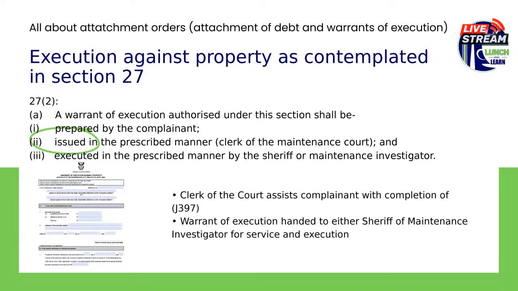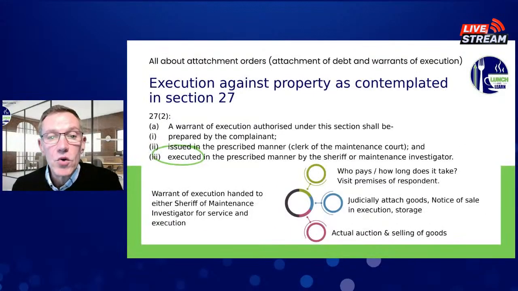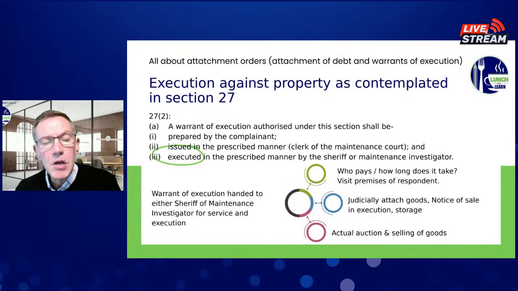If we go on further, it says that it should be issued by the clerk of the court, the clerk of the maintenance court, in the prescribed manner. That is basically just the same form, the J397. There's a certain portion that the maintenance officer needs to complete, and then the whole document is handed over to either the sheriff of the court or the maintenance investigator for service and further execution. The last portion speaks to the way that it should be executed in the prescribed manner by the sheriff or the maintenance investigator. So the document is literally handed over to either of them, but in practice, most often it is only the sheriff that deals with these types of matters. The original warrant of execution would be handed over to the sheriff of the court. Who pays for this whole process?